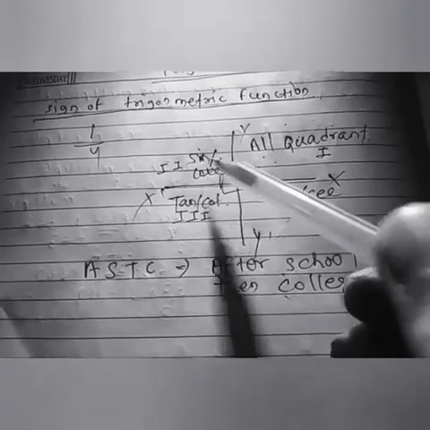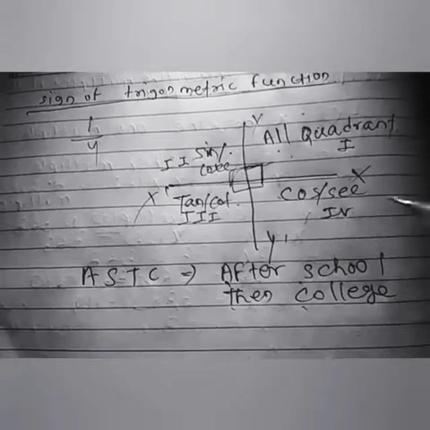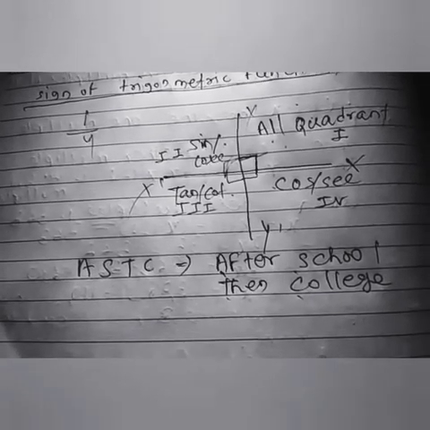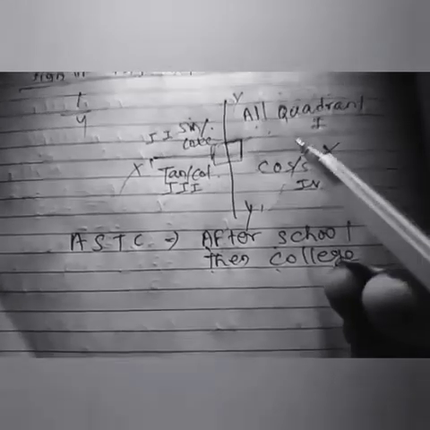So in the first quadrant, all trigonometric ratios are positive. In the second quadrant, sine is positive. In the third quadrant, tan is positive. In the fourth quadrant, cos and sec are positive.